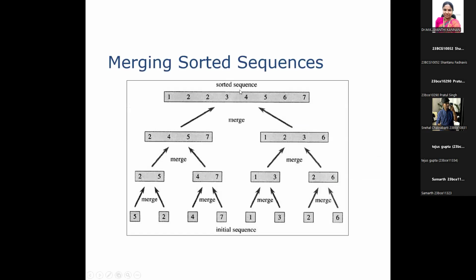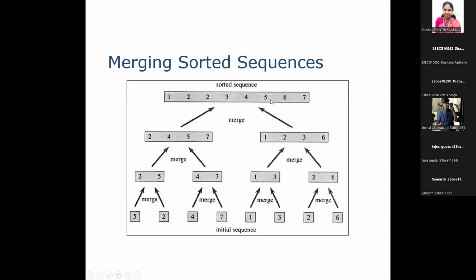Say, for example, if you take the merge sort sequence, this is the initial sequence of n unsorted numbers. Merge the first two numbers, then sort them. Merge the next two numbers. Merge and sort. Again, merge and sort. In the second level, second iteration, these two merge and sort. These two merge and sort. Again, these two sublists, merge, then sort. You will get the sorted list.